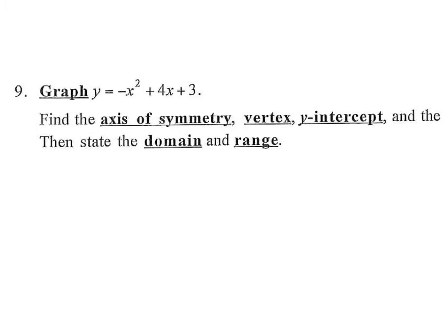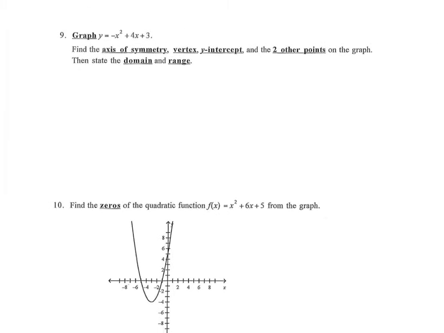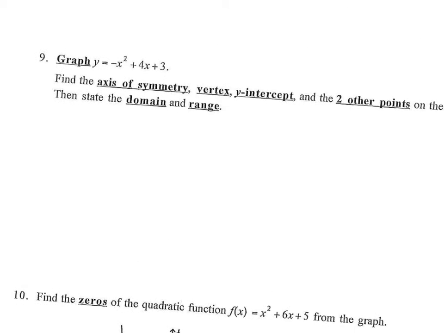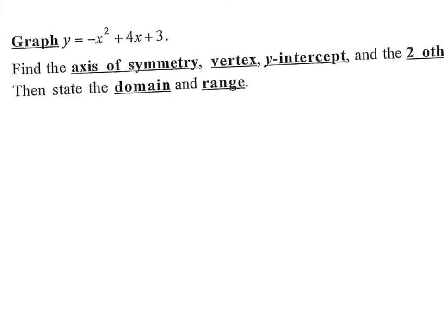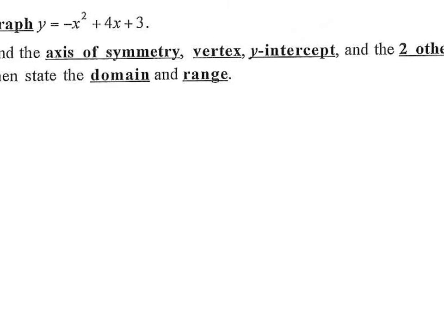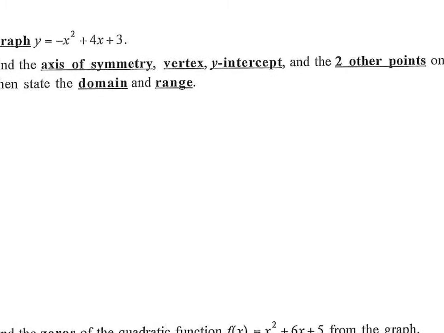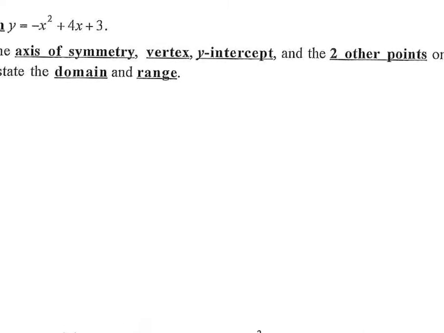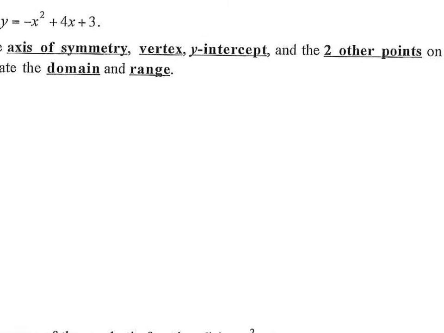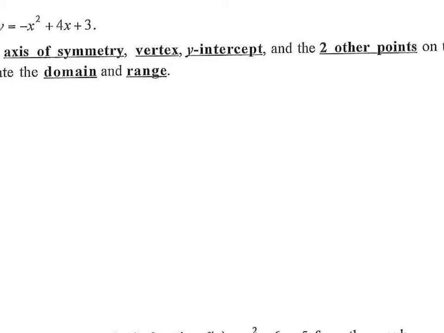All right, number 9. These are the ones that are going to probably take you the longest. And the reason it's going to take you the longest is because they ask you to graph, and they ask you to specifically find the axis of symmetry, the vertex, the y-intercept, and 2 other points on the graph, and to state the domain and range.